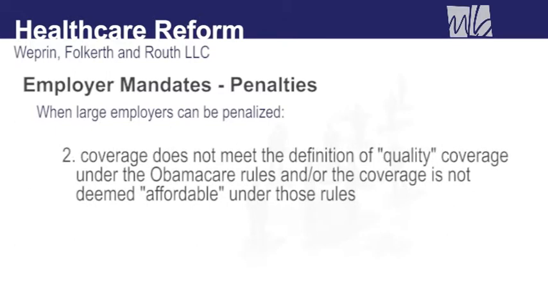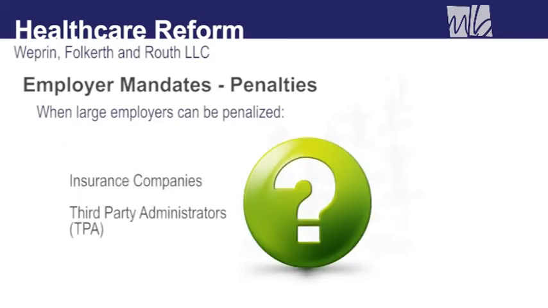The second way a large employer can be assessed a penalty is if the large employer does, in fact, offer health coverage to full-time employees, but 1, the coverage does not meet the definition of quality coverage under the Obamacare rules, and/or 2, the coverage is not deemed affordable under those rules. The government has issued rules to determine if an employer group health plan provides quality coverage. The insurance company or third-party administrator will be able to determine if your group health plan provides quality coverage, and we anticipate that most group health plans will meet this definition.